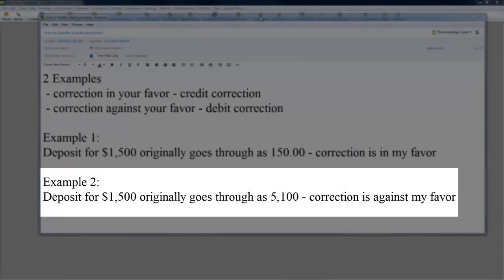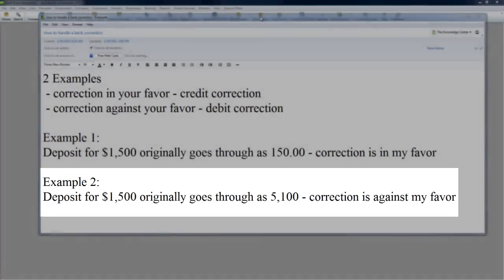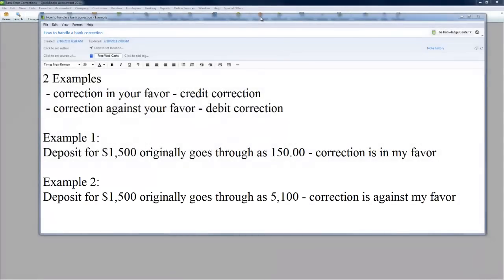Example two, the deposit for $1,500, the numbers got transposed, and so it went through as $5,100. The correction will be against your favor. Originally, the bank gave you too much money. They're going to take the difference back. Let's see what that looks like in QuickBooks.